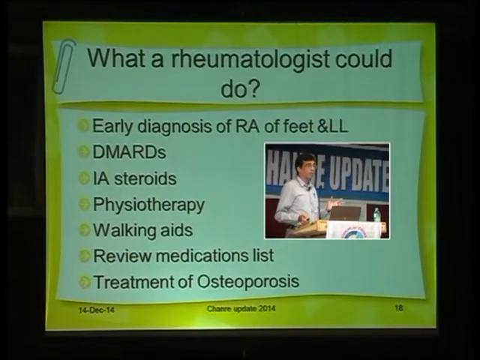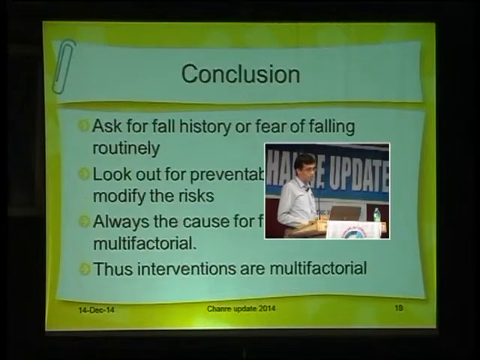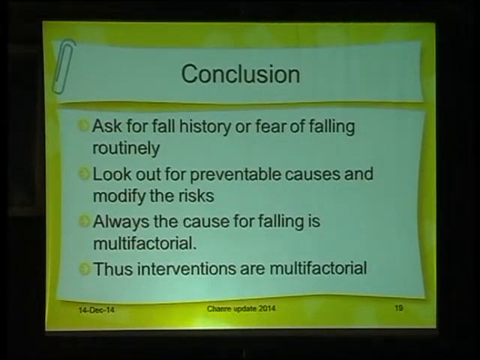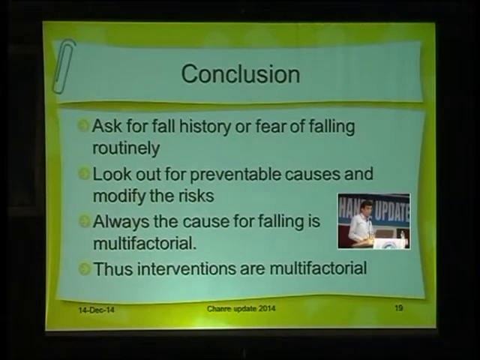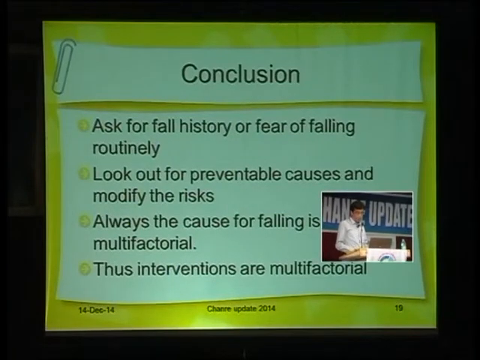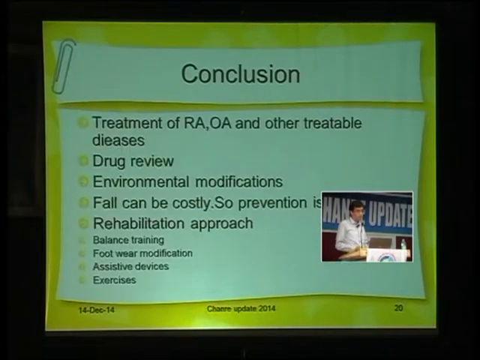That will improve their muscle strength, and they can improve the balance. Balance could be improved with a few specific physiotherapy tools. Standing on a wobbly platform, sitting on a gym ball, all these things can improve their balance. And I would review their medication list periodically, and I would treat osteoporosis aggressively if it is there, so that even if they fall down, the risk of fracture will become less. So ask about fall history or fear of falling routinely in everybody, look out for preventable causes and modify the risks. Always know that the cause of falling is multifactorial, so intervention has to be multifactorial.